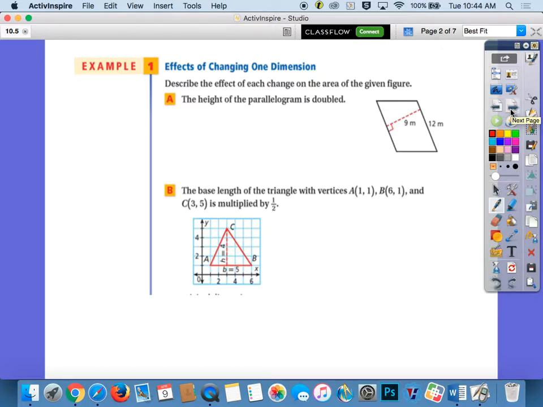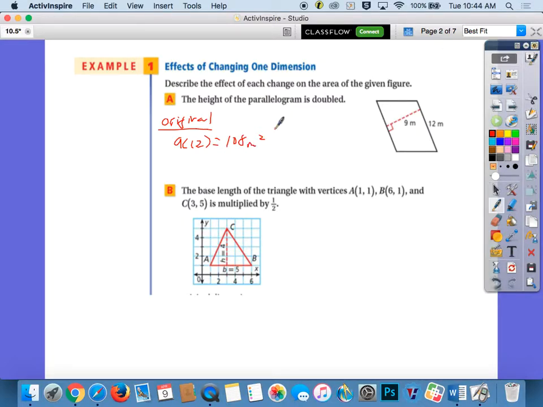So we're going to revisit our area formulas. We want to see what happens to the area of this parallelogram when we double the height. So the first thing we're going to do is we have our original. And of course we want to do base times height. So our height here is 9 and our base is 12. So when I do 9 times 12, I get 108 meters squared.